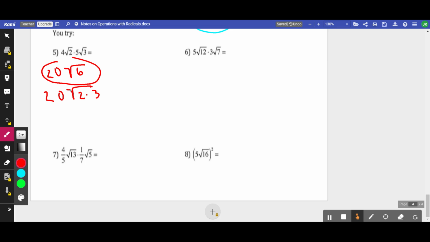And then for number 6, you can start the same way. So you multiply the numbers out in front of the radical. So 5 times 3, so this will be 15. And then 12 times 7, so that'd be 84 then.